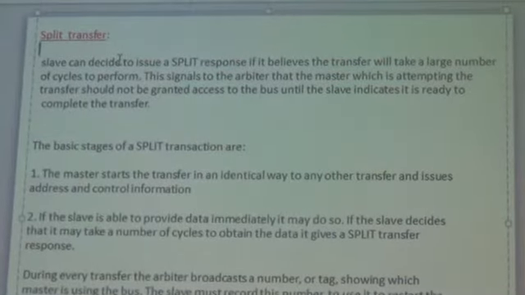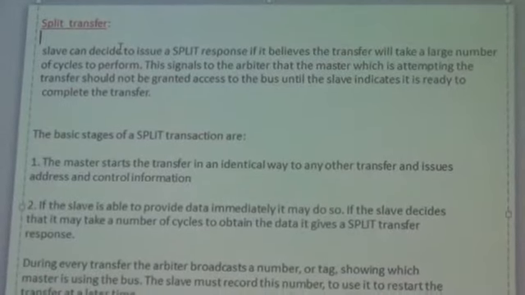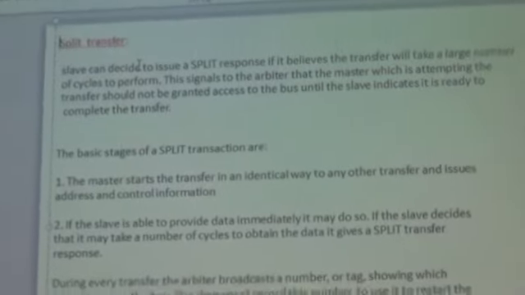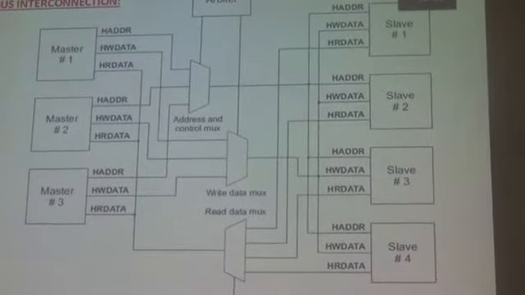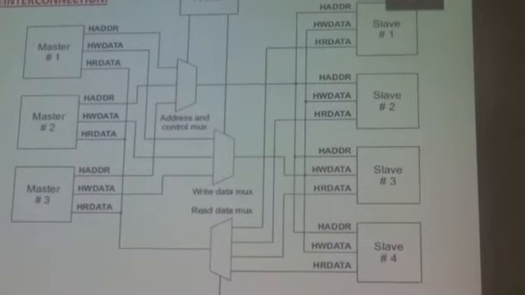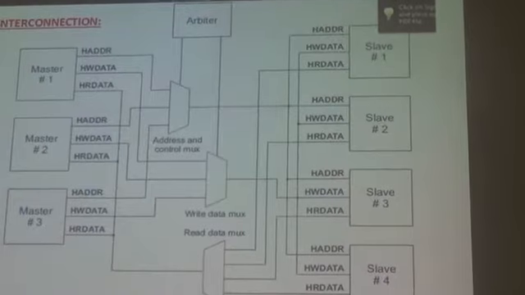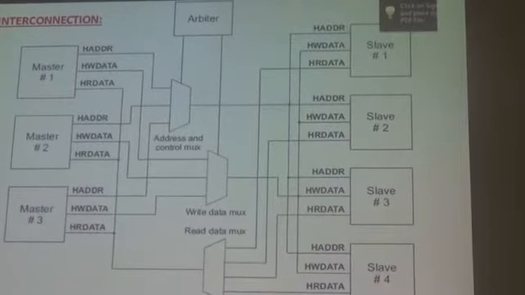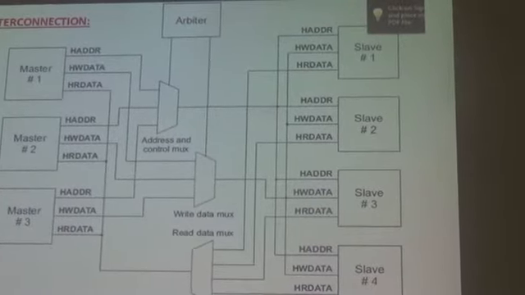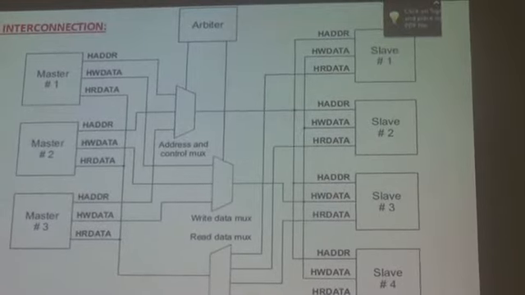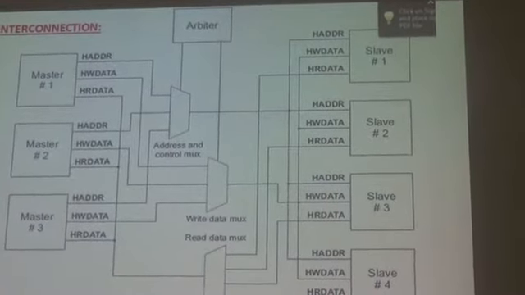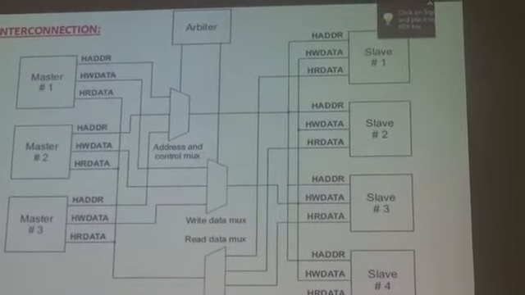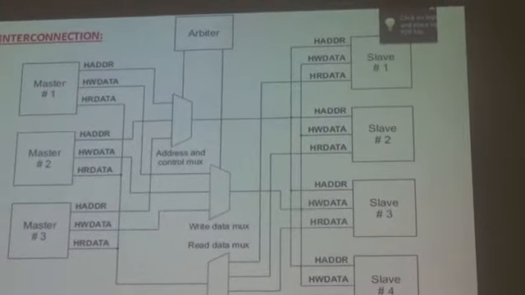Now we will learn about split transfer. What is a split transfer? How does it behave, with an example. For example, master 1, master 2, and master 3 have sent their bus requests to the arbiter. The arbiter checks whether the bus is free or already involved in a transfer. If the arbiter feels the bus is free, then it will check the priority of these 3 masters. If master 3 has the high priority, the arbiter will grant the bus to that master.